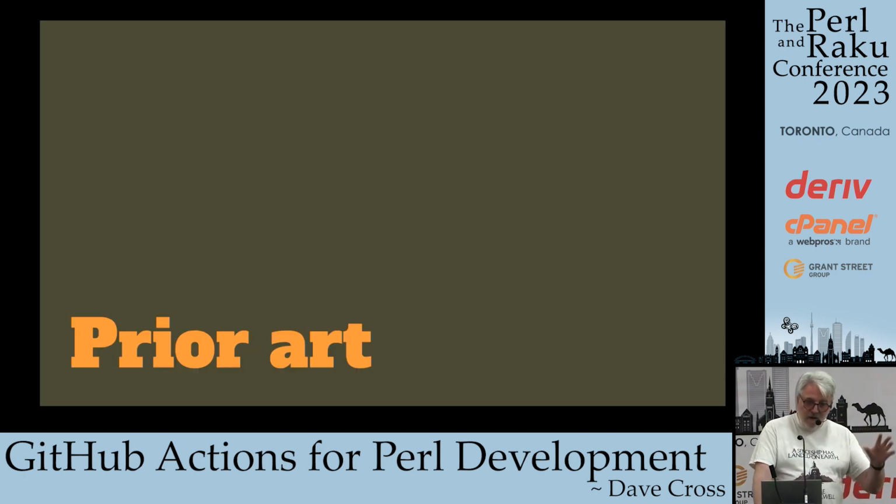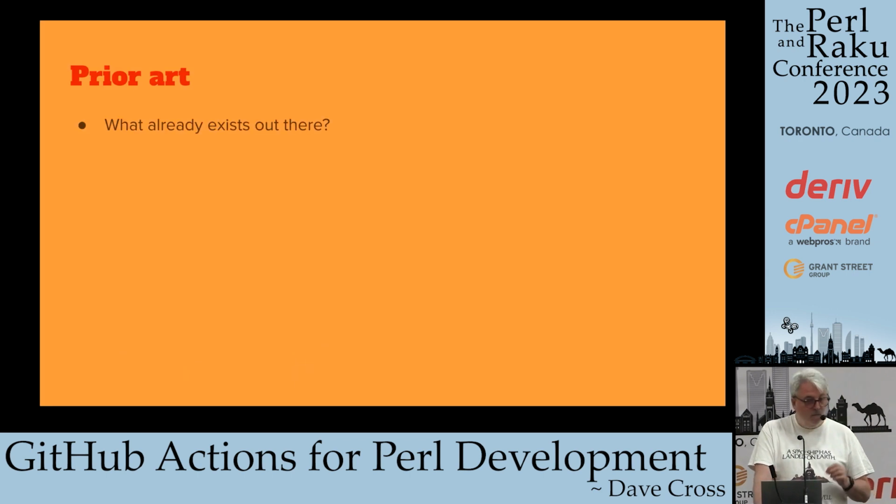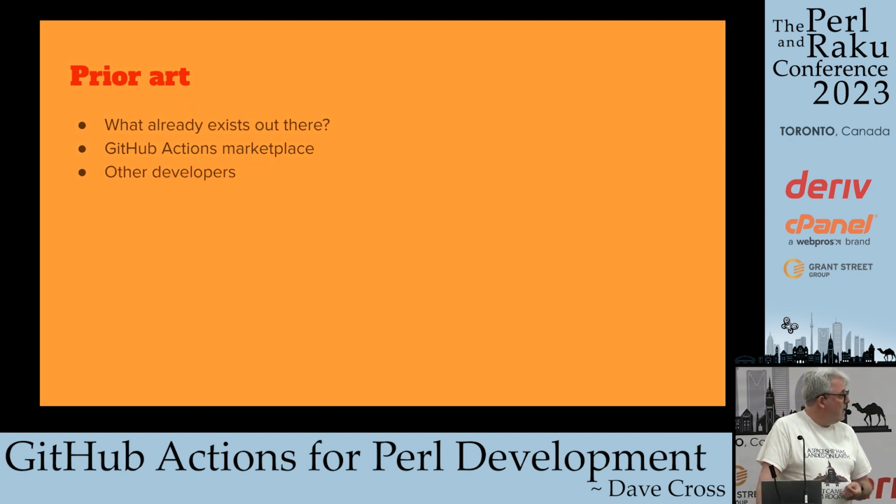So that's a very high level look at what GitHub Actions look like. We'll see more examples in a while, but let's just have a look at some prior art. So what already exists out there? Are there Perl actions available in the GitHub Actions marketplace? Are there other people that have written stuff that we can use? Because, you know, open source, it's all about stealing other people's code. Sorry, using ideas from other people's code.